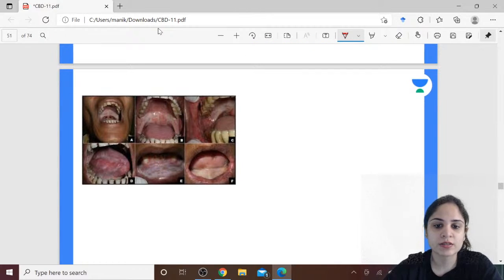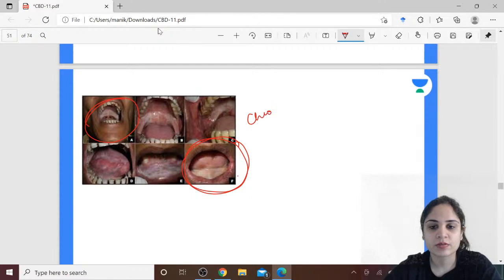Chronic tobacco chewer, his mouth opening has become F. From A it has become F. Chronic tobacco chewer. What is he suffering from?